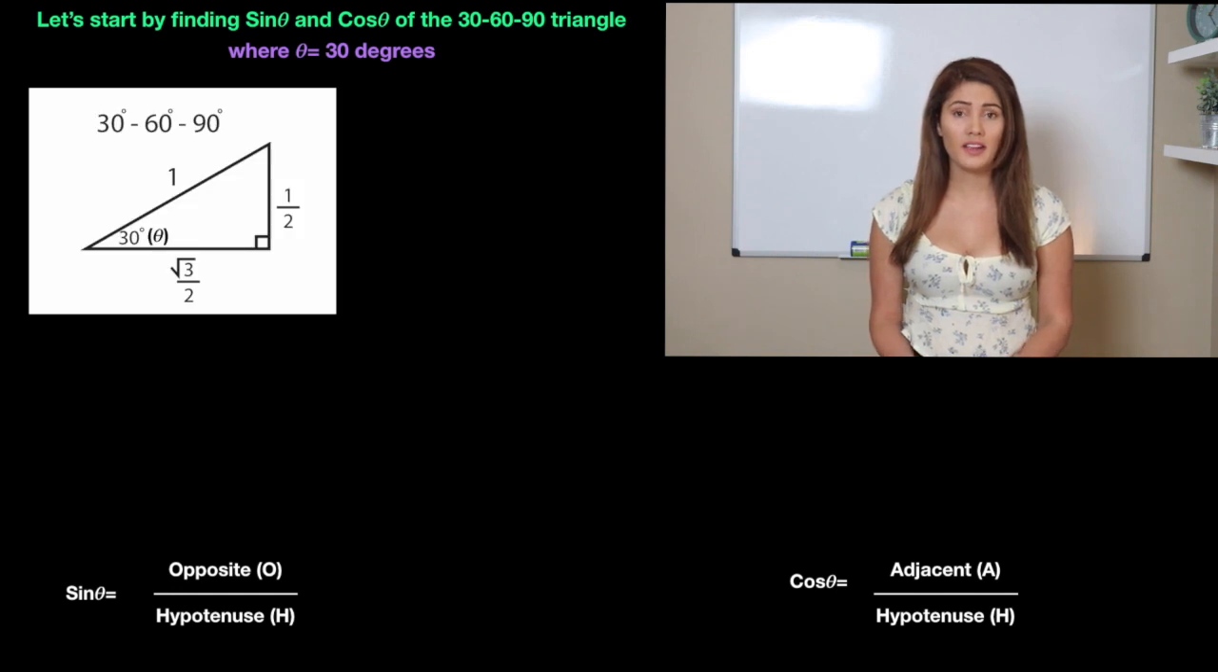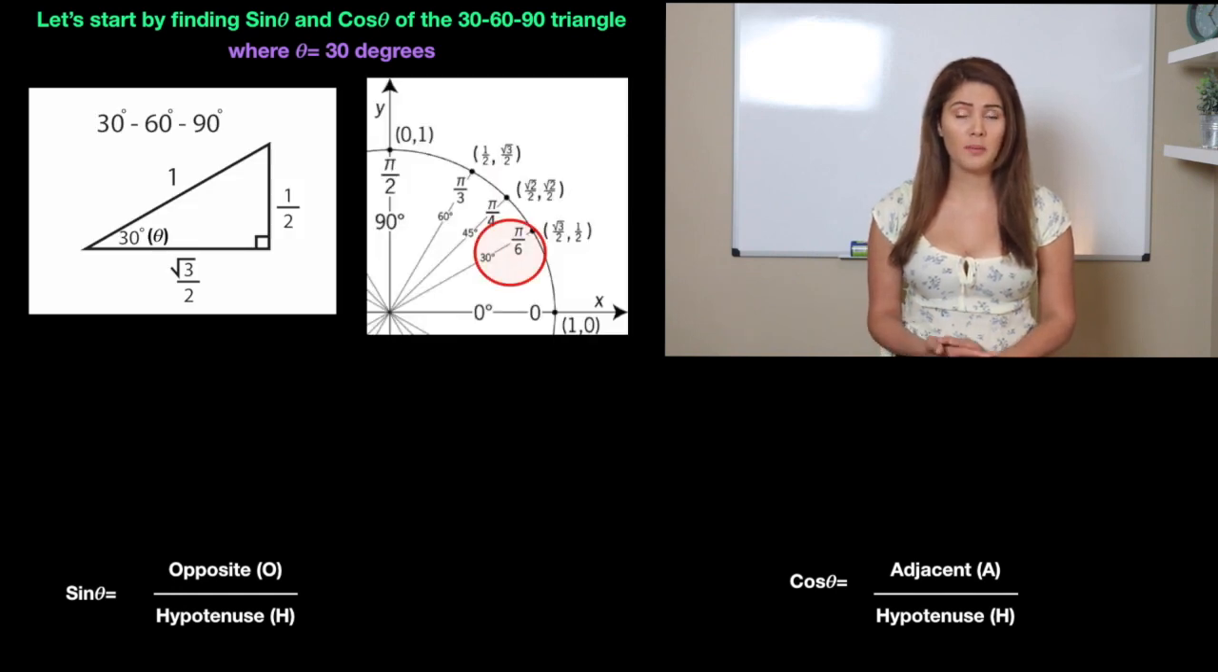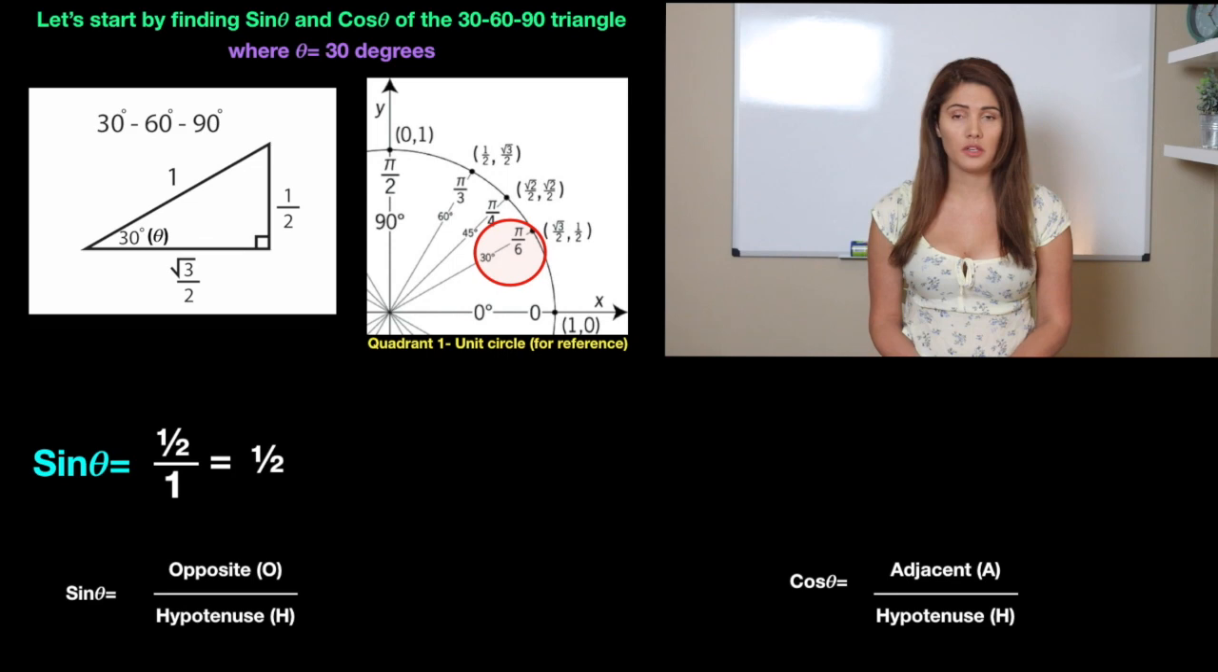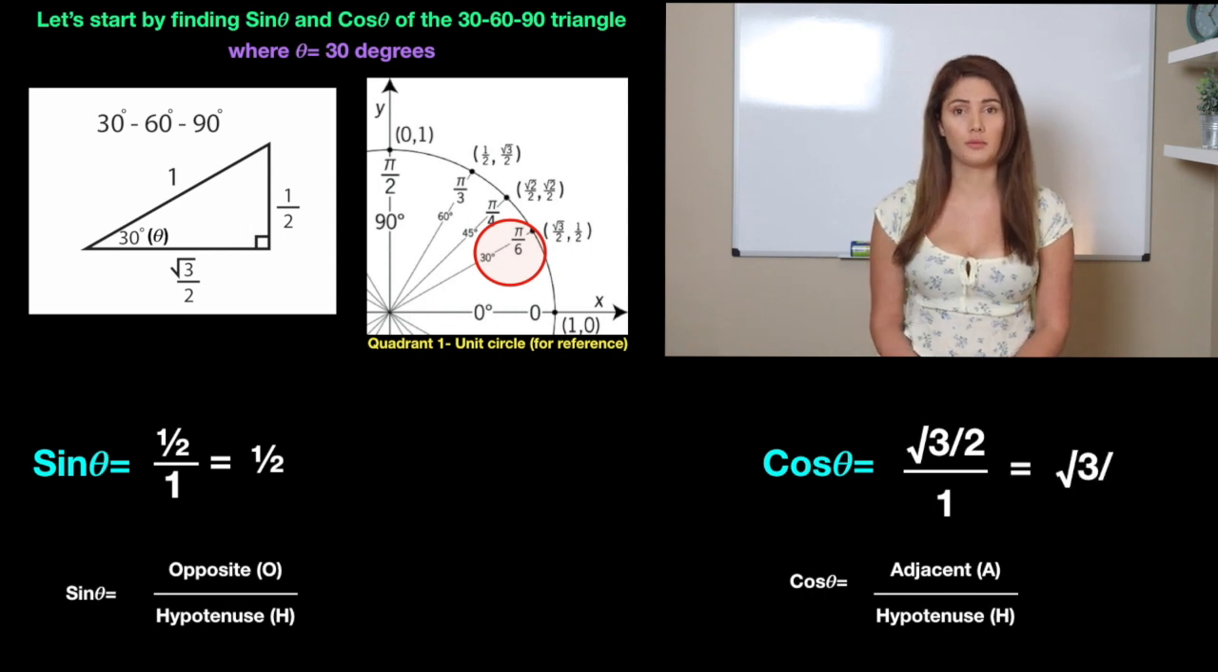Let's start by finding sine theta and cosine theta, where theta is equal to 30 degrees. Well, we know that sine theta equals opposite over hypotenuse, so we'll have 1/2 over 1, which would just give us 1/2, and cosine theta is equal to adjacent over hypotenuse, which is root 3 over 2 divided by 1, which is just root 3 over 2.